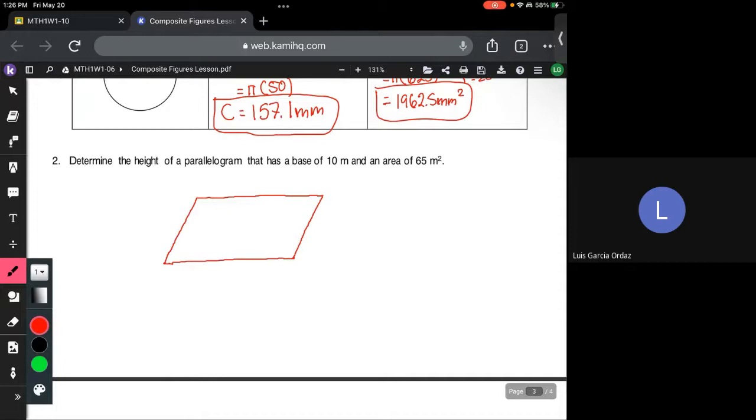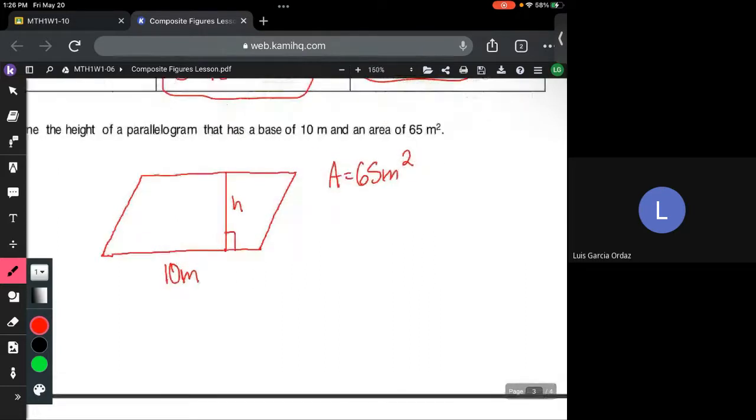No, I don't. Actually. So the height of the parallelogram goes straight down. So this is going to be my height, so we'll label it as H. It says my base is 10 meters and my area is equal to 65 meters squared. So based off your previous knowledge and your grade 8 teacher and grade 7 teacher, what did they say the area of a parallelogram was? It's literally the same as a square. Yep. So area is equal to base times height. That's how you find the area of a parallelogram.